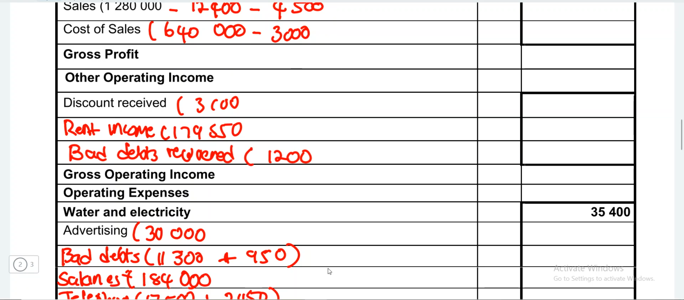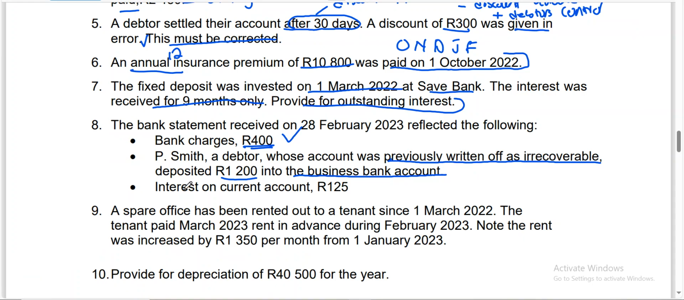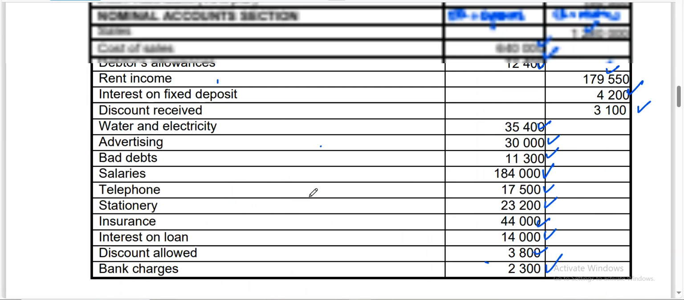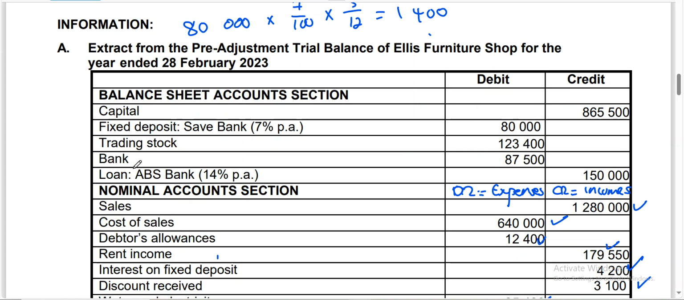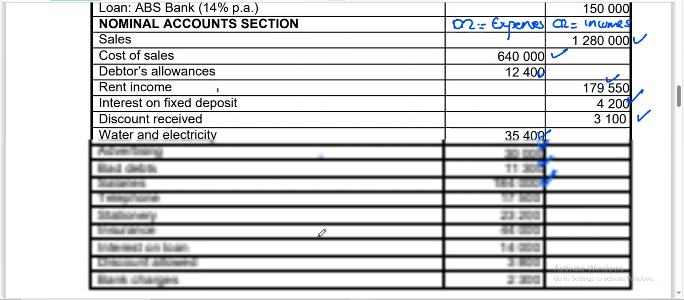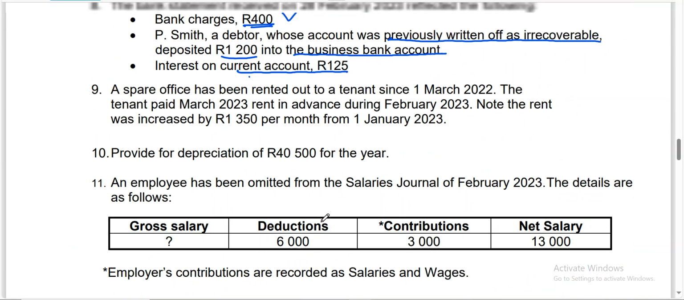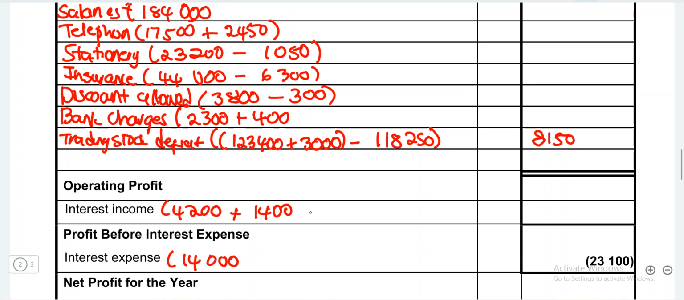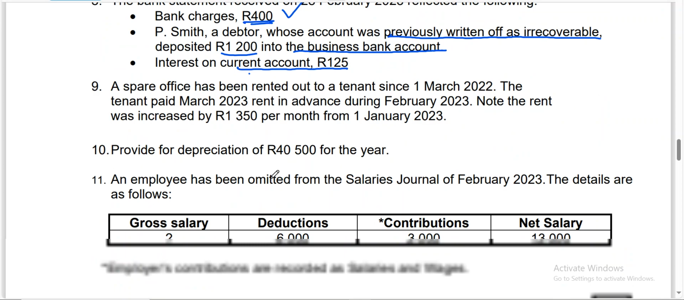Next, when we go to our information, they're saying interest on current account. It is very important for us to remember that our current account must be checked whether it's on the debit or the credit side. So let's check. Our current account, according to this, is favorable because it's on the debit side. So it means that the 125 is an interest income. So we're going to go to our interest income and say plus 125. Once we are done with this, we will go to the next transaction.